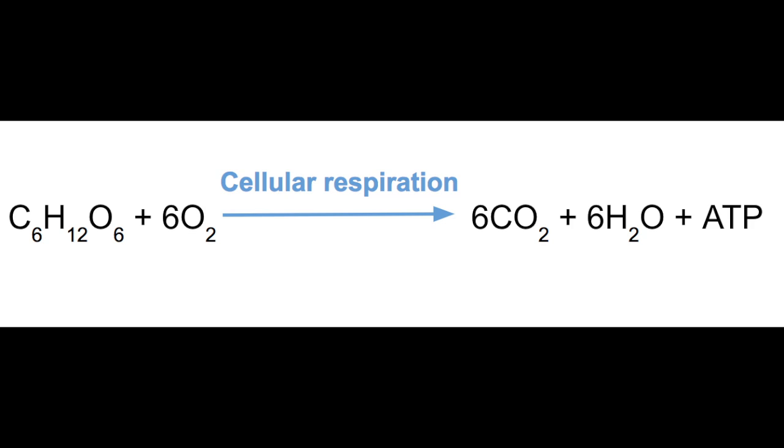So this is our equation for cellular respiration, and it is quite simply the opposite of the photosynthesis equation. So we'll take glucose in the presence of oxygen, and we're going to catalyze it down into carbon dioxide, water, and generate some ATP out of it.